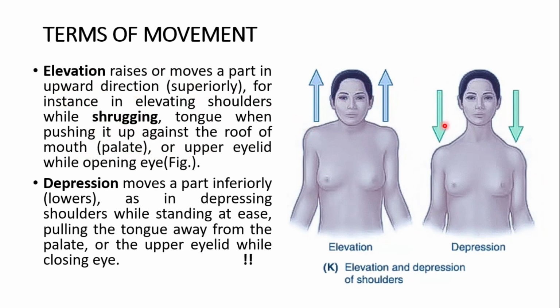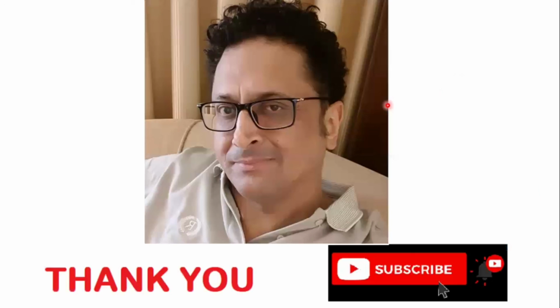And this is depression, right? Depression moves a part inferiorly, that is, lowers it, as in depressing the shoulders while standing at ease. This is depression of the shoulders. This was shrugging, the elevation. This is depression. Also pulling the tongue away from the palate, or the upper eyelid while closing the eye.